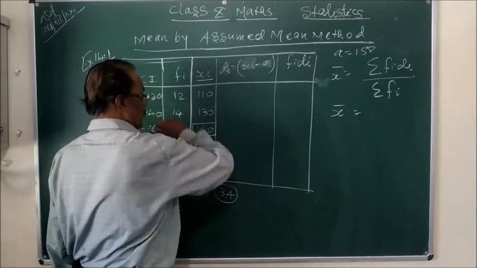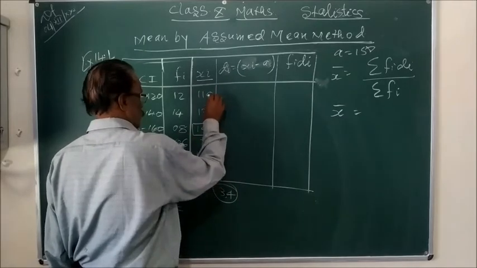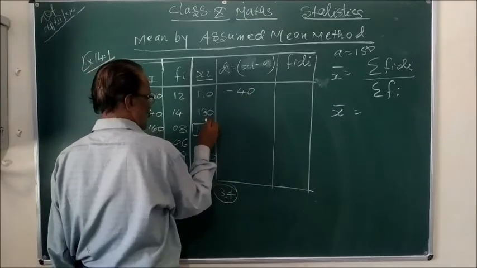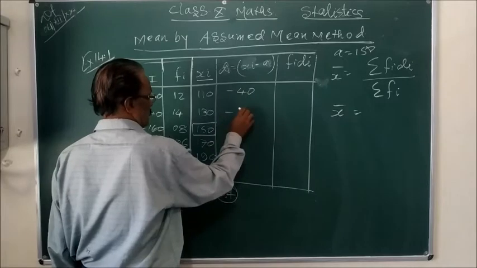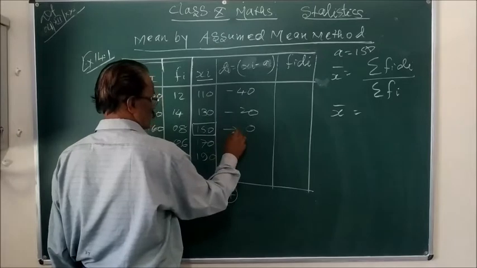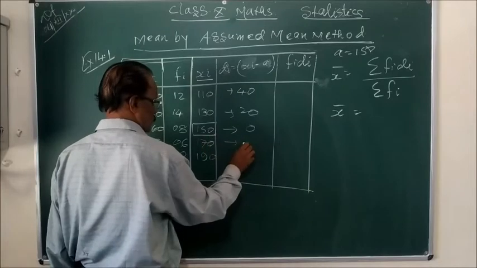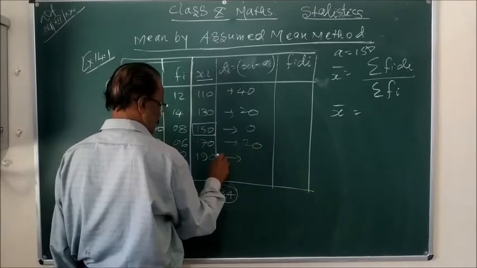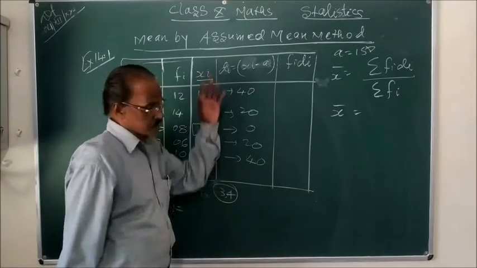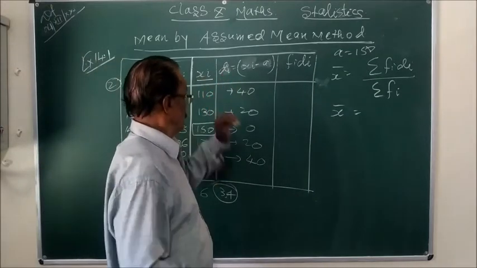Now you find the deviation. Deviation means xi minus A. So 110 minus 150 will be minus 40. 130 minus 150, minus 20. 150 minus 150 will be 0. And now it will be positive: 170 minus 150, 20, and 190 minus 150, 40. So this is the deviation, known in the formula as di.